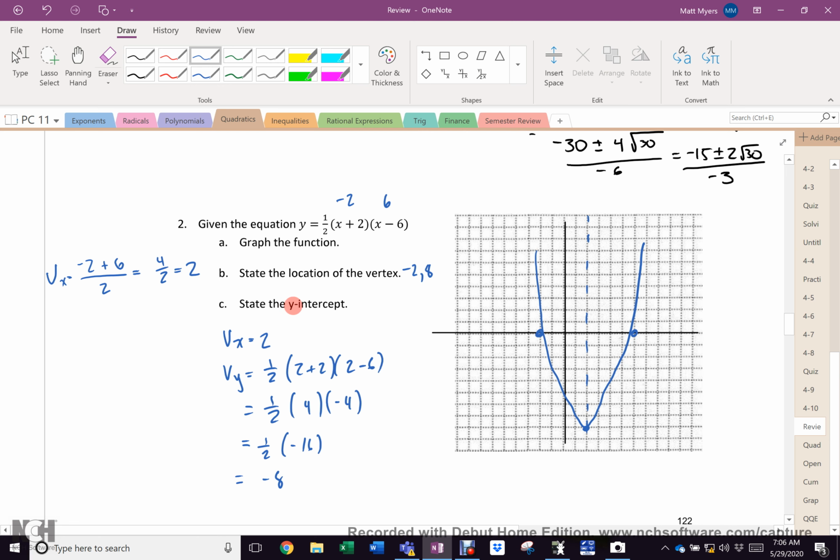And state the y-intercept. The y-intercept is, of course, where x equals 0. So the y-intercept equals 1/2 of 0 plus 2 is 2, 0 minus 6 is -6, 2 times -6 is -12. Half of -12 is -6. So my y-intercept is -6.